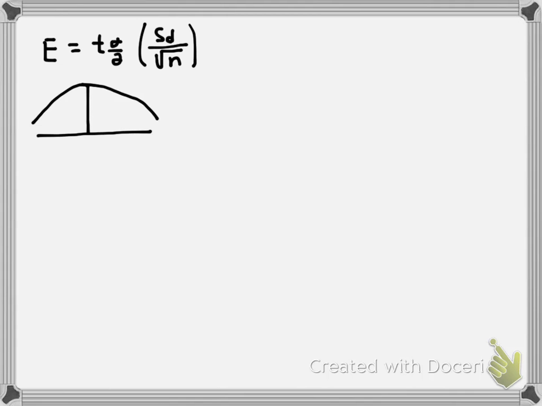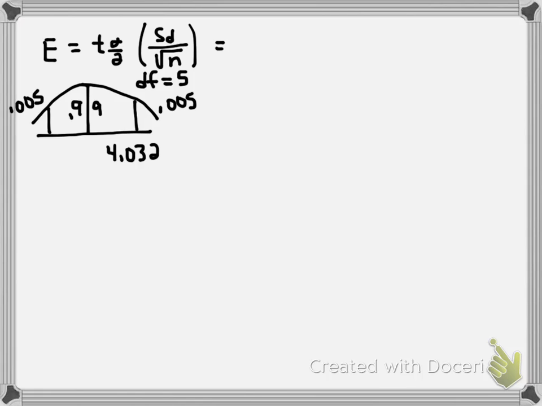99% confidence interval, so that means that there's 99% in the center. That means that we have 0.005 in each tail. The sample size was 6, so the degrees of freedom is 5. And using table A3, you should find that the critical value is 4.032.